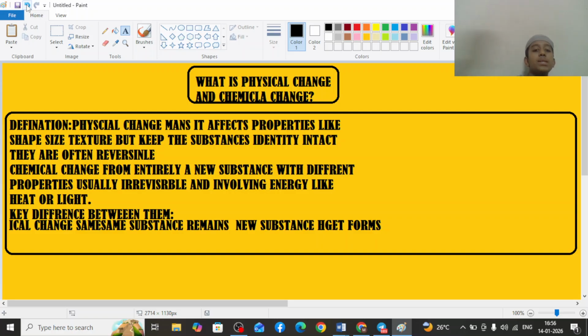Now, what is chemical change? Chemical change means milk turning into curd. When you add curd to milk, after some time you can see that the milk has changed its phase into curd. Like this, chemical change works, and it makes a new substance, or a fermentation.